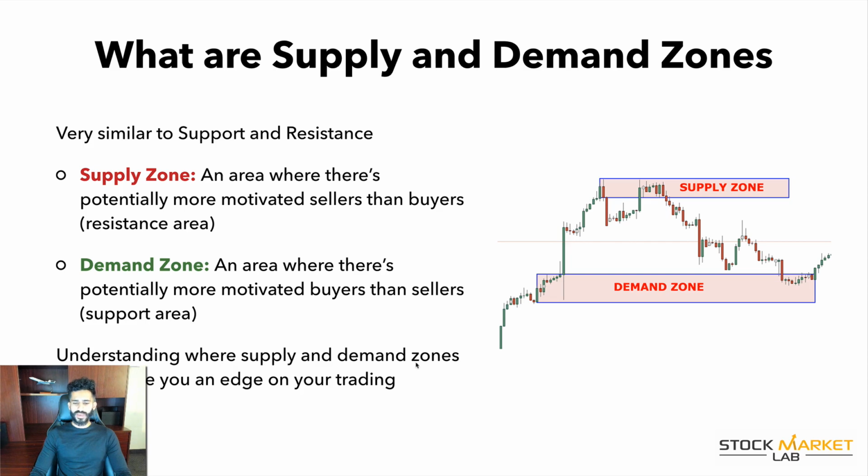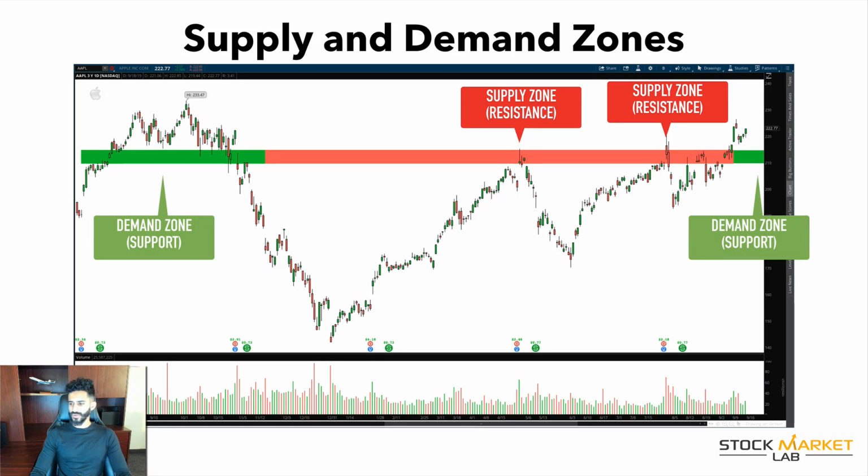Understanding where supply and demand zones are will give you an edge in your trading. These are extremely important levels that we should always have on our stock charts. So this is an example. You can see the stock Apple, demand zone, right? There's a lot of demand around this zone. You can see around this area there's demand. That's why the stock goes up from there, goes up from there, goes up.